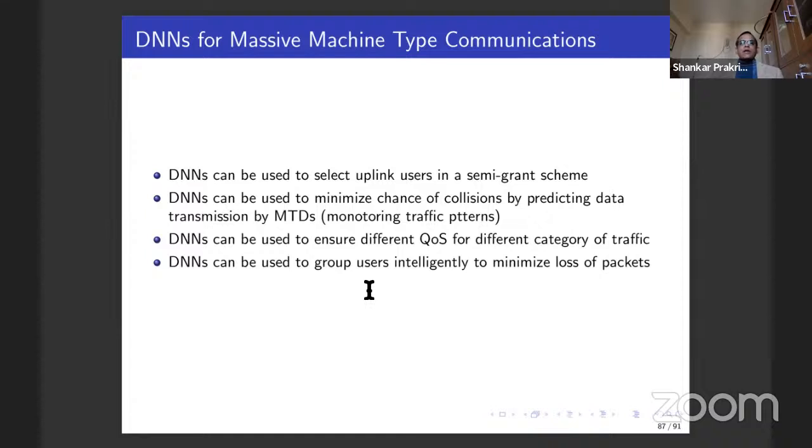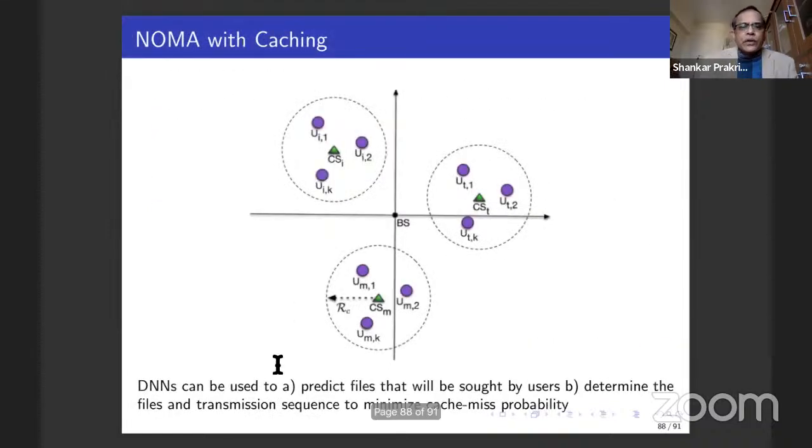If you can predict the data transmission by MTDs by monitoring the traffic patterns, even better. And how do you ensure different quality of service for different categories of traffic, because various IoT nodes might have different types of QoS? You have to make sure that you have DNNs, then you can take care of different quality of service. Right? DNNs can also be used, for example, in NOMA with caching.